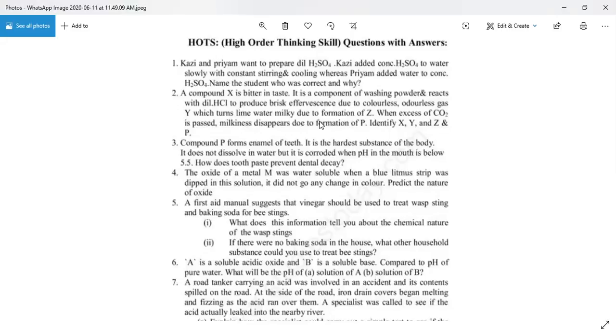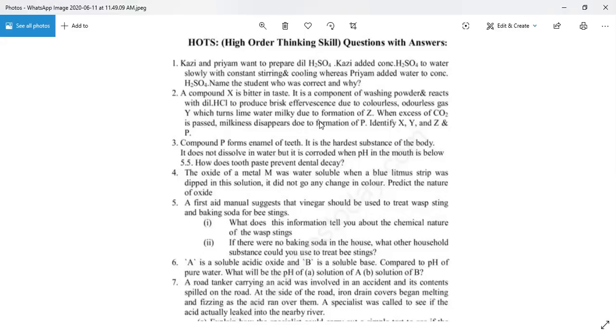Compare the pH of solutions A and B with the pH of pure water. What will be the pH of solution A? The pH of water being neutral, its pH will be 7, ma'am.